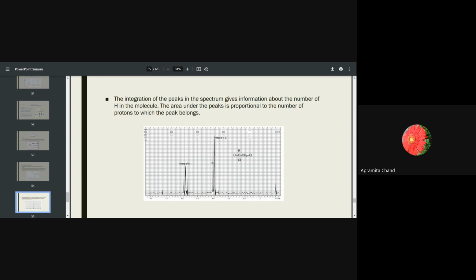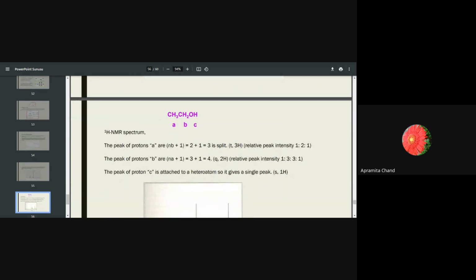So you can have a 1 proton sextet, a 1 proton septet. If it is 1 proton, its area will be smaller. And even if you have a 6 proton doublet, meaning the splitting is small, the area will be very large. So we can easily find out how many protons there are by seeing the area under the peak.